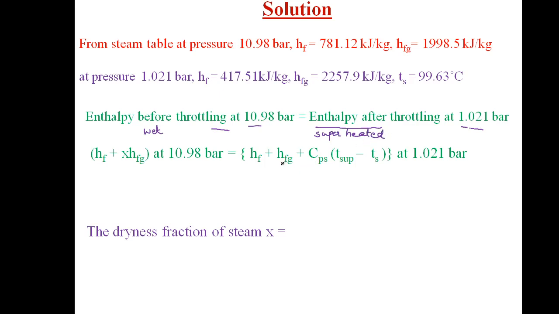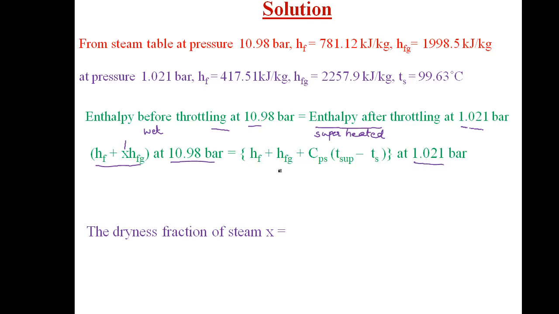Steam after throttling is superheated. To find out the enthalpy of wet steam, we use the formula hf + x·hfg, where x is the dryness fraction, hf is the enthalpy of saturated liquid, and hfg is the latent heat of vaporization at pressure 10.98 bar, because steam enters the throttling calorimeter at 10.98 bar. When steam comes out, it has a pressure of 1.021 bar.